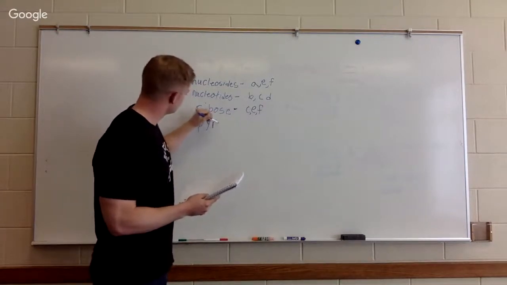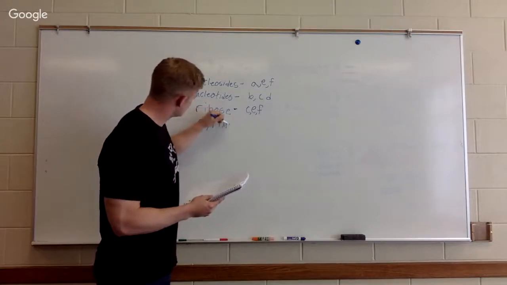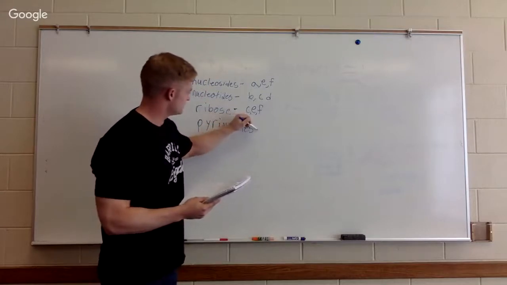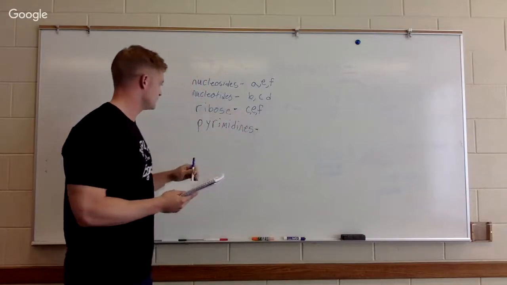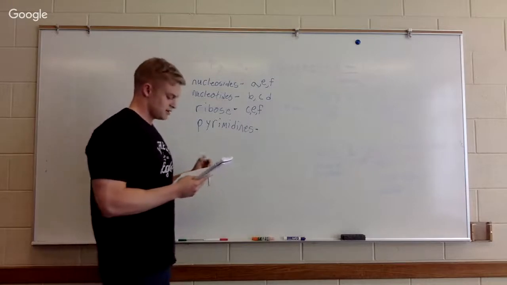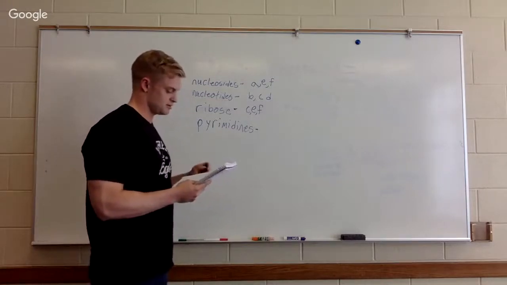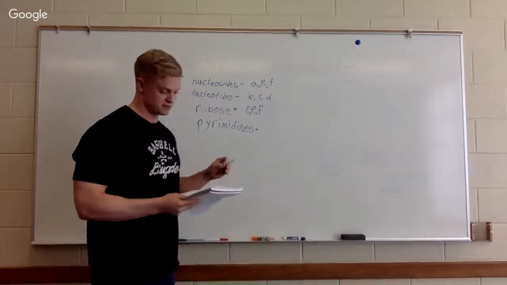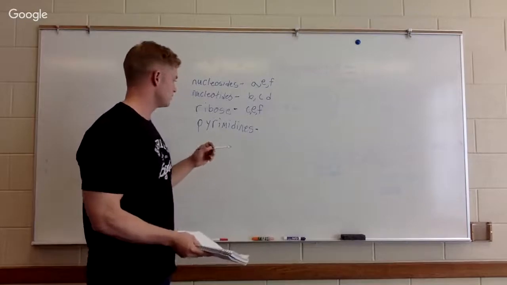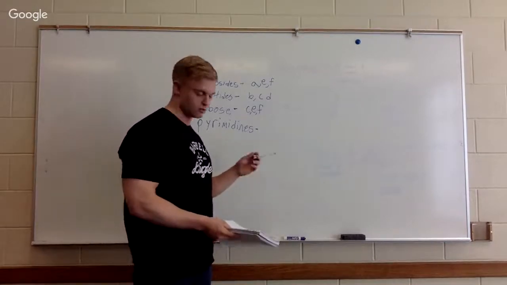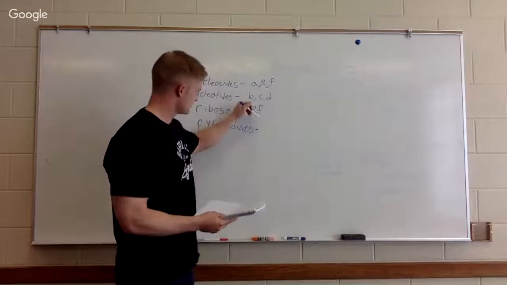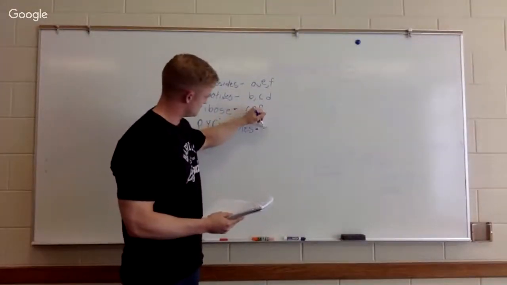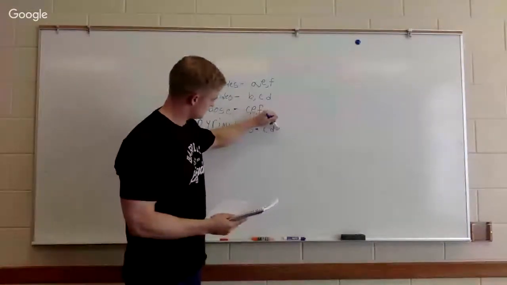And then the pyrimidines. There's two different types of bases: purines and pyrimidines. The bases are nitrogenous. Now the pyrimidines are just one circle, basically, instead of the two. So from that we get C, D, E, F.